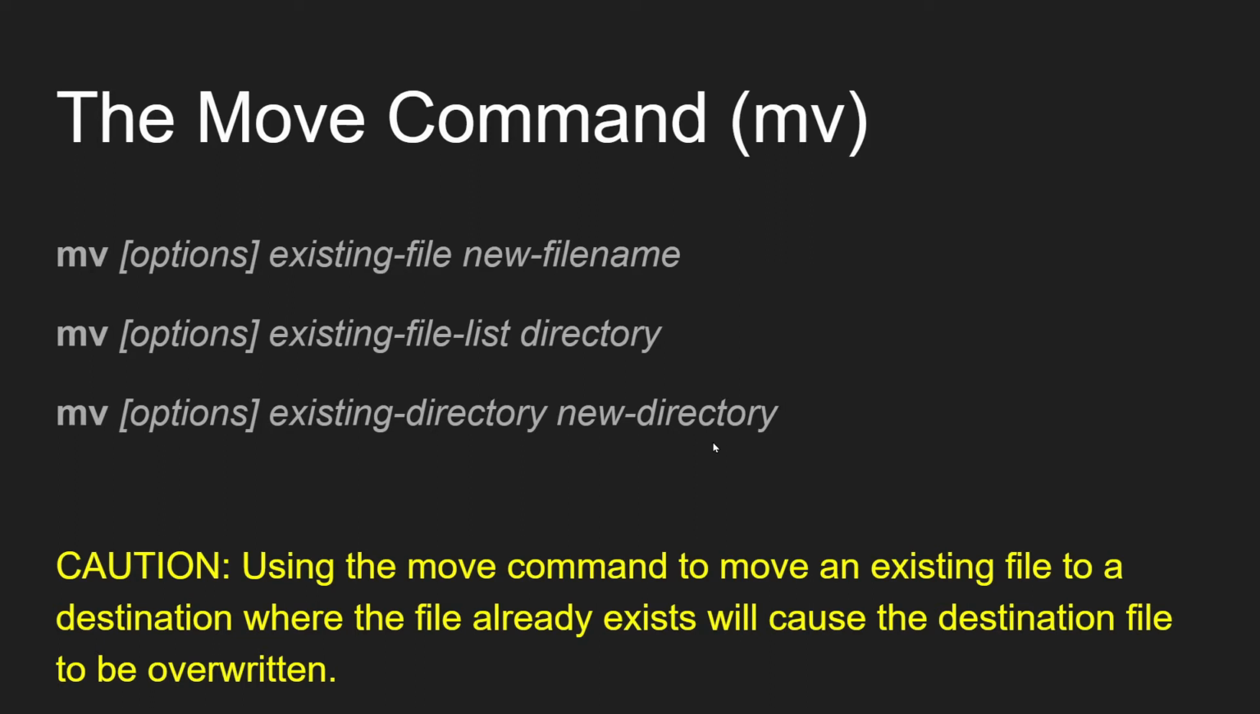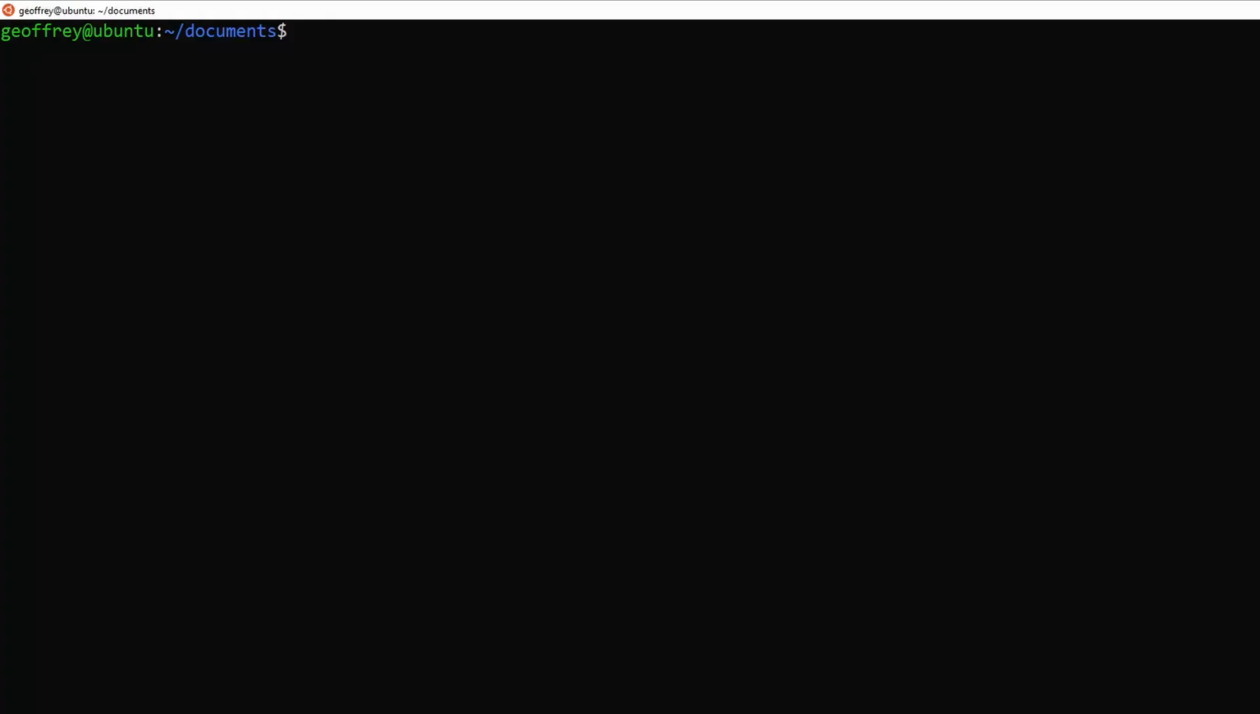Before we continue, I should caution that, like cp, using the move command to move a source file to a destination where the file already exists will cause the existing destination file to be overwritten, losing its contents. Just like cp, the mv command also has an interactive option to avoid overwriting files, which I'll show in just a moment. First, let's see how the move command can be used to rename a file.